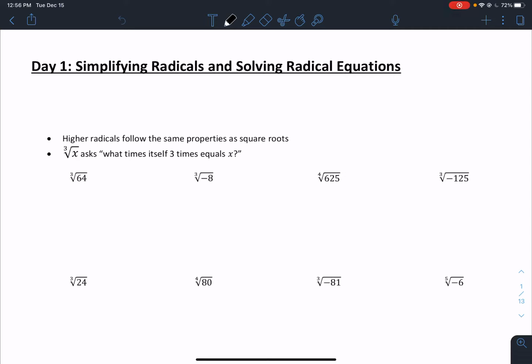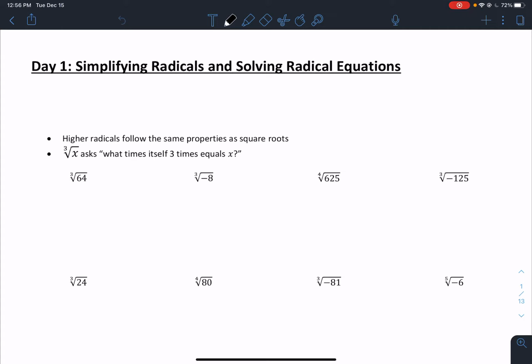To do that, we're going to need to know not just our perfect squares like we know them already, like 4, 9, 16, 25, 36, etc. We need to know our cubes, like 8, 27, 64, 125, 216, etc. And we're going to need to know our perfect fourths. So 16, 81, 256, 625, etc.